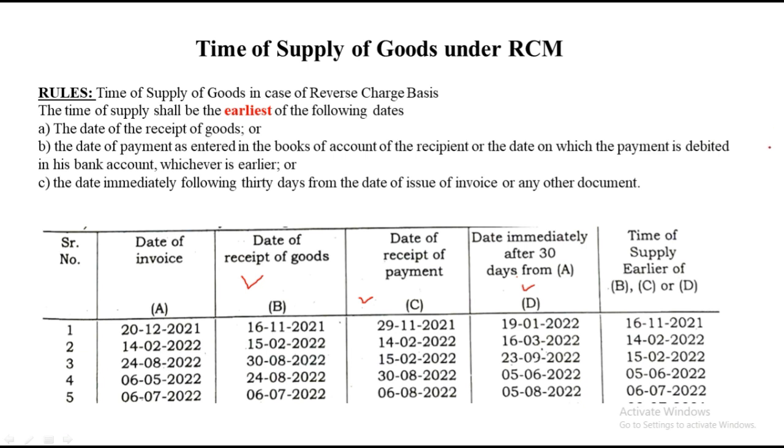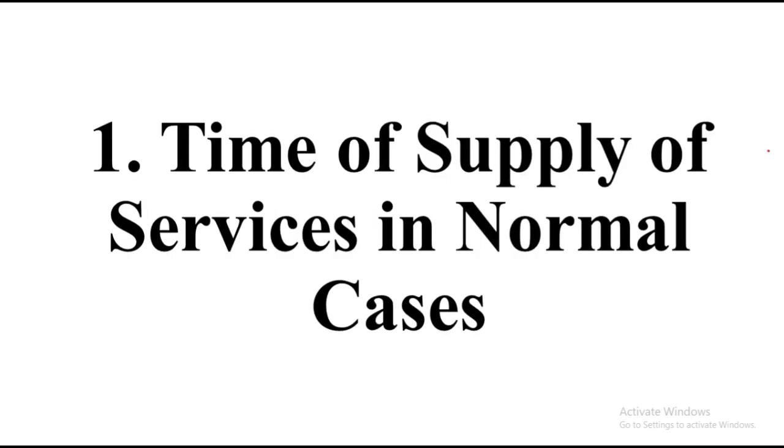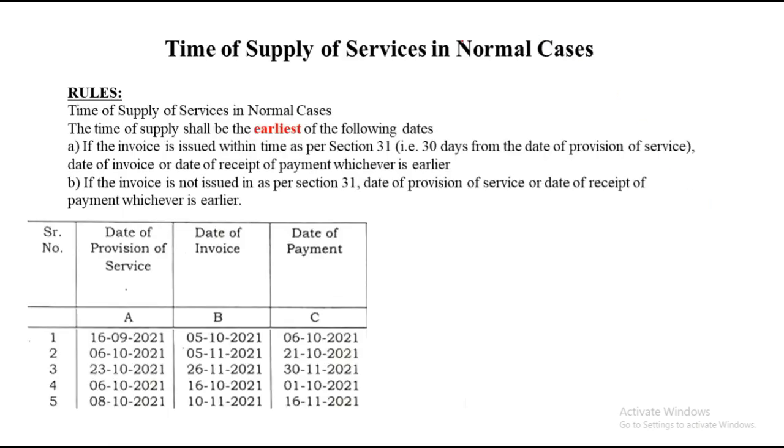Okay, so now these are all your time of supply under goods. Now we will start how to solve sums when you have been given to find time of supply of services. Okay, only two types are there, so not a big thing. Let's go. Under that very first type, time of supply of service in normal cases, very important sum from the exam point of view. Okay, there are specific rules here now.